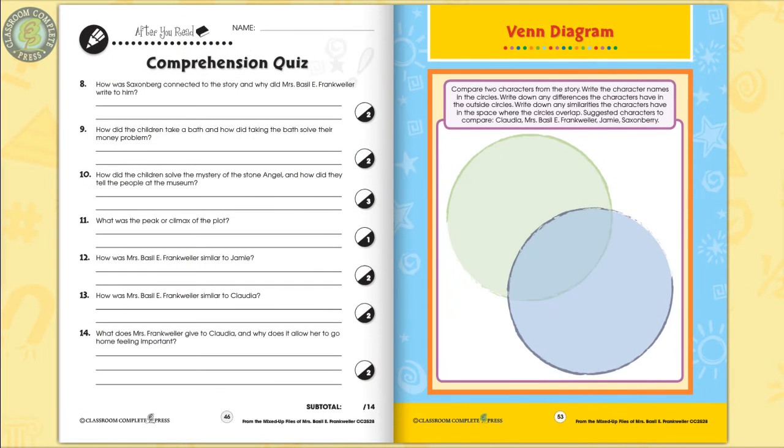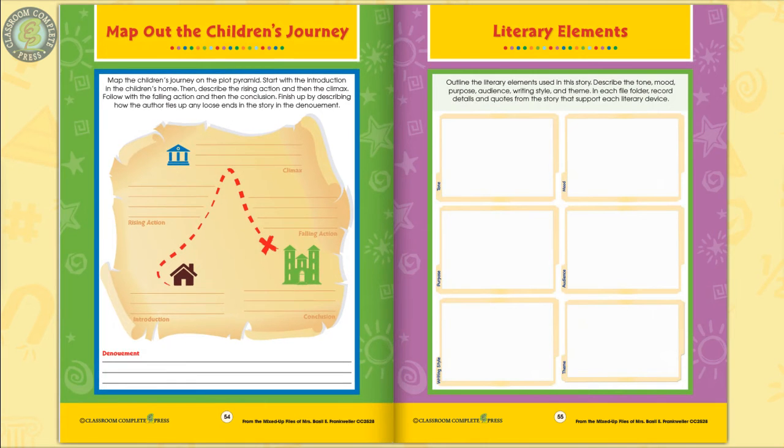3 color posters, which are graphic organizers, complete the resource. Draw a map of the children's journey in the style of a plot pyramid.